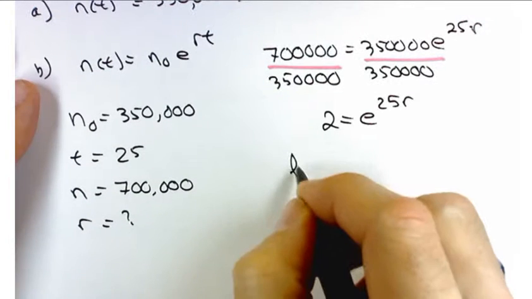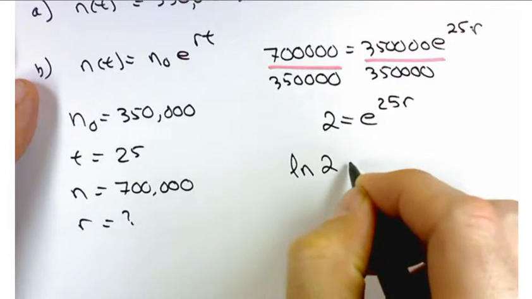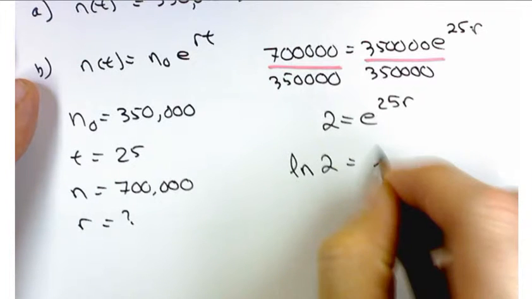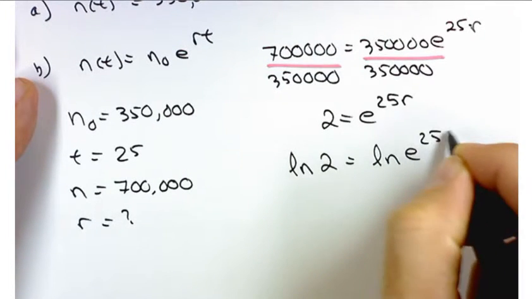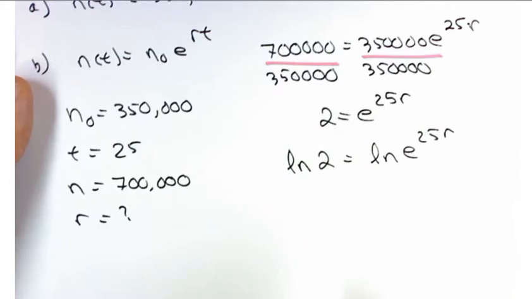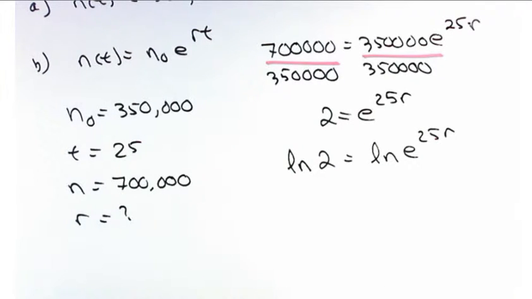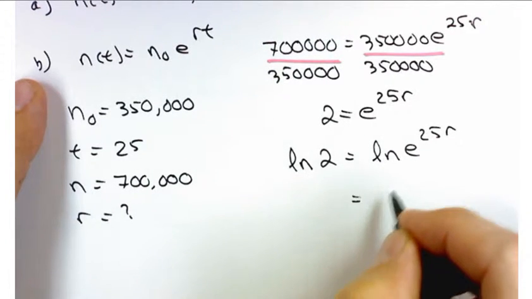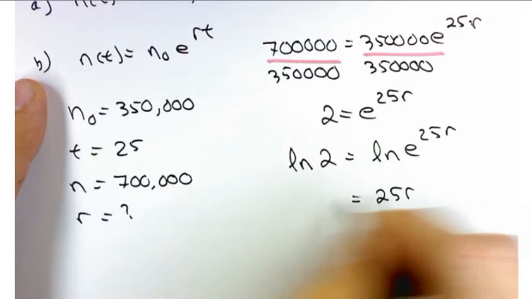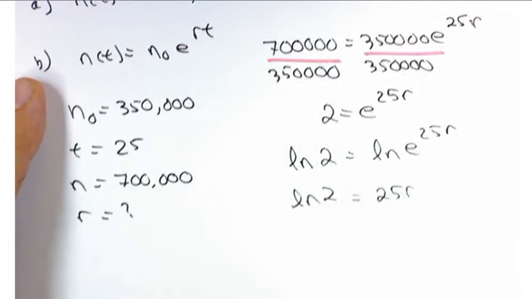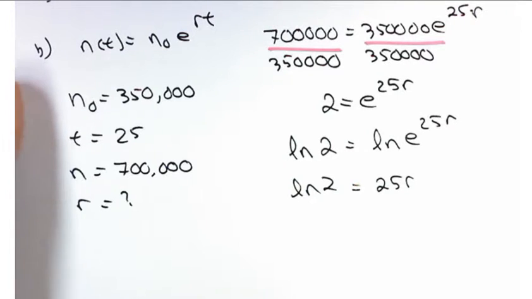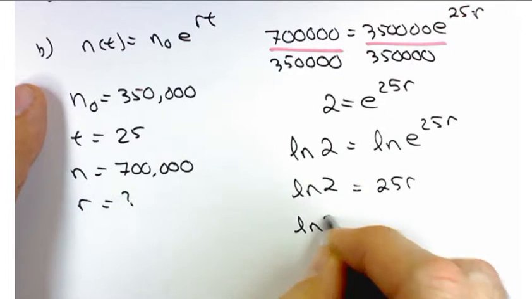ln of both sides. Now usually I do log base e. I just, in a hurry, wrote down ln. But that's okay. We still get the same simplification on that right-hand side. So what's the right-hand side then? 25r equals the ln of 2. Yeah, divide by 25. ln of 2 divided by 25 equals r.